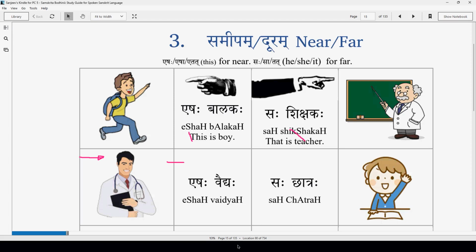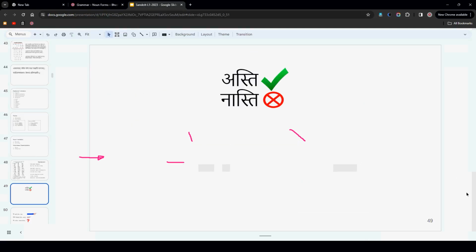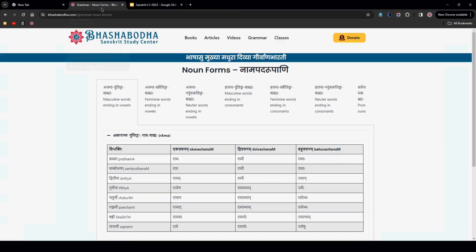slide here. Asti. So Asti means he exists or is there. Nasti means not there. Doesn't exist. So Asti, Nasti. These are the two words we can use. Asti is a verb. Asti means exists. Note that a verb in Sanskritam, there are no forms shown here. I will add the forms later.